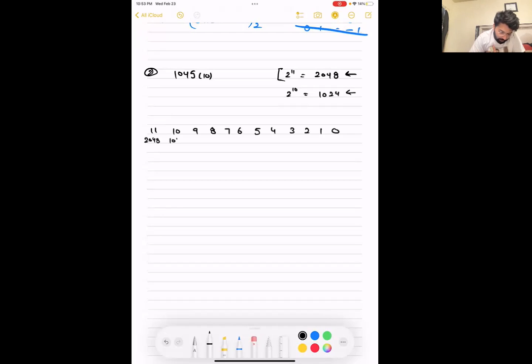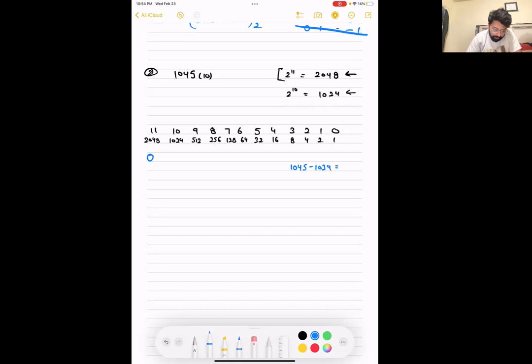We know 2 to the 11 is 2048. 2 to the 10 is 1024. 2 to the 9 is 512. 2 to the 8 is 256. Then 128, then 64, then 32, 16, 8, 4, 2, 1. So 1045 minus 2048 is going to give us a negative number. So we cannot use that. We're going to put a 0 here. 1045 minus 1024 will give us a positive number.